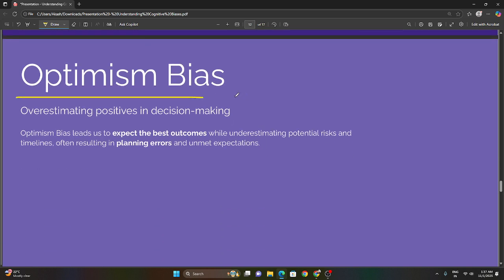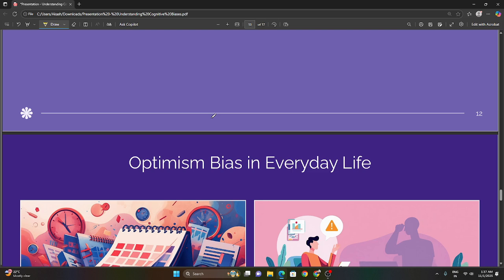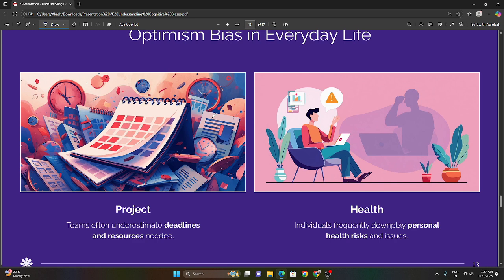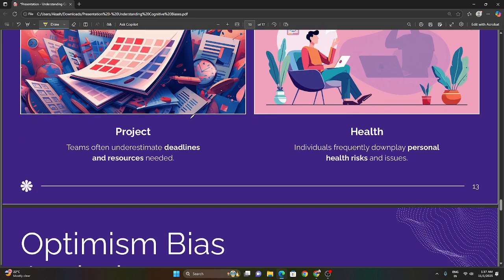So, next is optimism bias, overestimating positives in decision making. This leads us to expect the best outcomes while underestimating potential risks and timelines, often resulting in planning error and unmet expectations. For example, teams promise a redesign in 2 weeks and it takes 2 months. Teams often underestimate deadlines and resources needed.